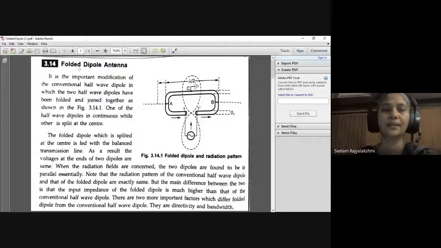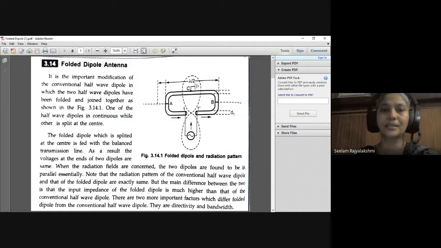Folded dipole antenna. Here it is a modification of the conventional half-wave dipole. Let us consider two half-wave dipoles and join them together. One of the half-wave dipoles is continuous, but the other one is split at the center. We can observe the split at the center.